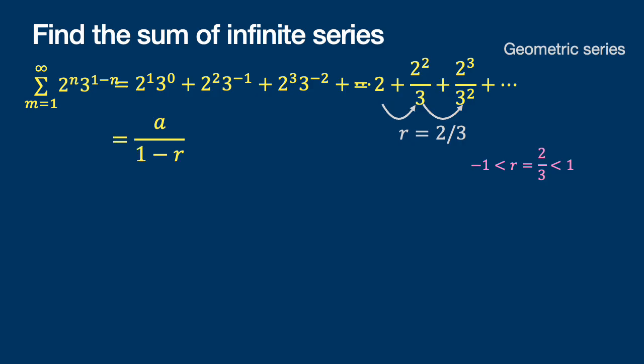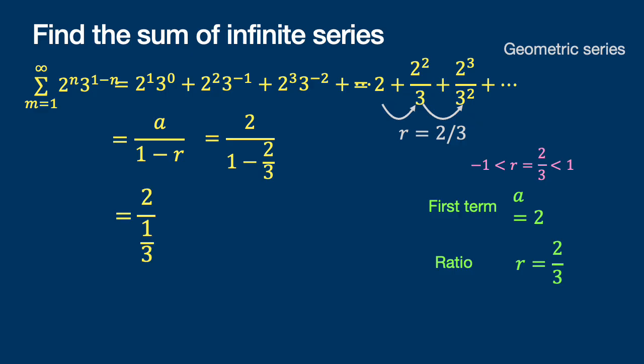So we have to find the sum of the geometric series. We need to find the first term and the ratio. The first term is 2. The ratio is going to be 2 over 3. Now we have the sum of the geometric series: 2 over 1 minus 2 over 3. That's going to be 2 over 1 over 3, 2 times 3 over 1. The sum of the geometric series is going to be 6.